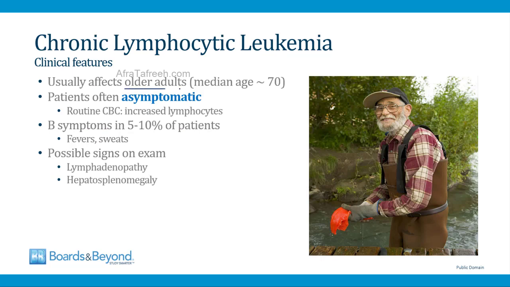CLL usually affects older adults. The median age at diagnosis is about 70 years. And most patients are asymptomatic. They're identified when a routine CBC finds increased lymphocytes. In a minority of patients, about 5 to 10%, they have B symptoms like fever or sweats. And sometimes there are signs on exam like lymphadenopathy or hepatosplenomegaly.